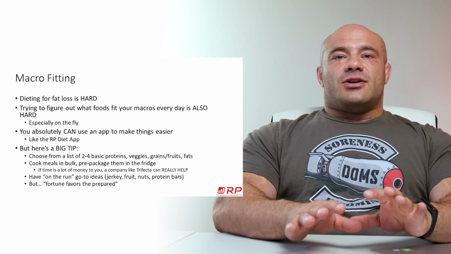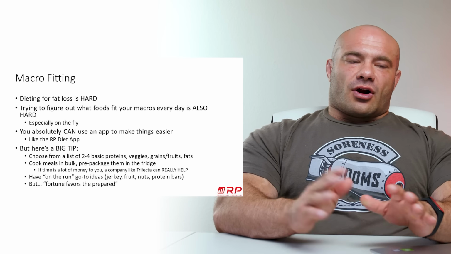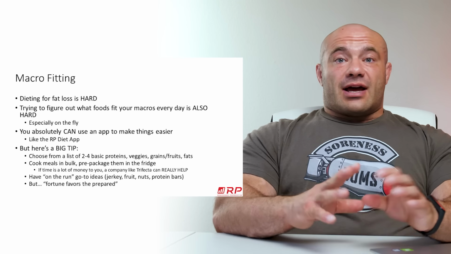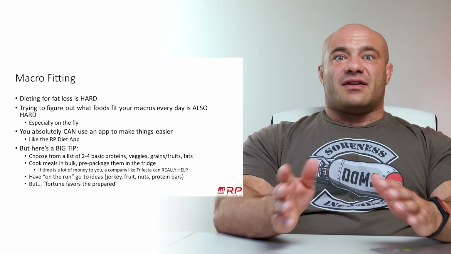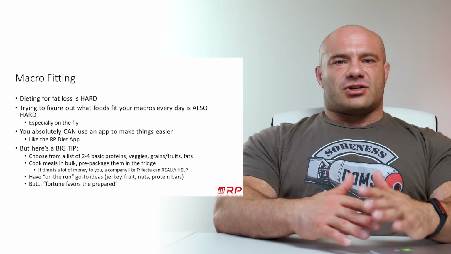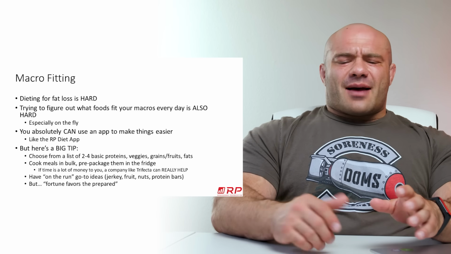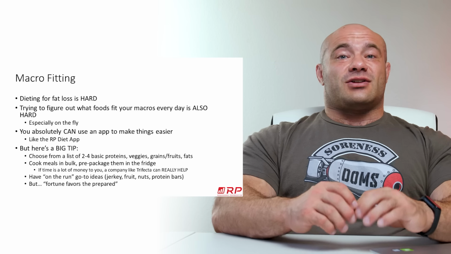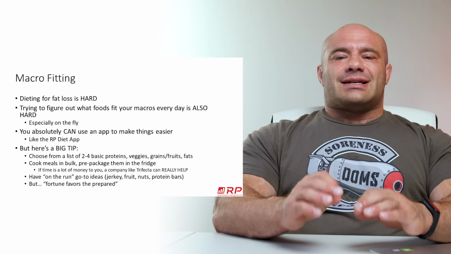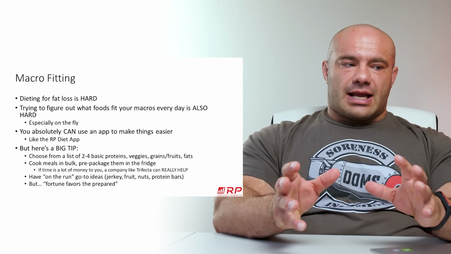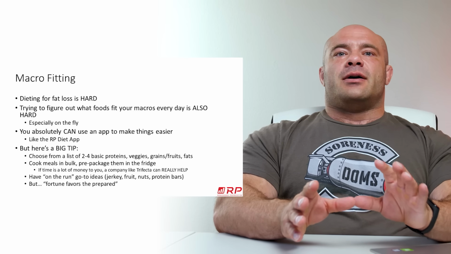You can use apps to make things easier. The RP Diet app lets you plan all your foods and type them all in. MyFitnessPal does that, not meal by meal, but just for the whole day. So you can have an advantage using apps, but even with apps, you got to log in all the foods and all the stuff. It's a great tool, but there are ways to take that great tool and make it even better. And here is the big tip.